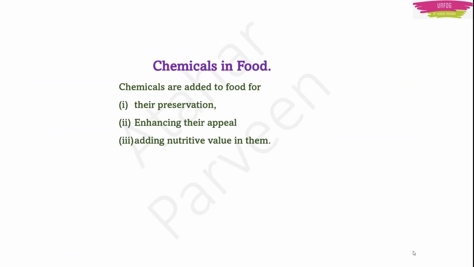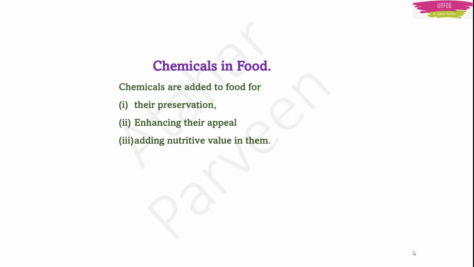Now let's come to chemicals in food. Like I told you earlier, chemicals are not only used as soaps, detergents, drugs and medicines, but they can also be used in our food. Why are they added to our food? There are three motives behind it. First is to preserve the food. For example, pickles. Pickles don't get spoiled if we buy them from the market, right? They will be there for a long time. They will not spoil because they have added some preservative.